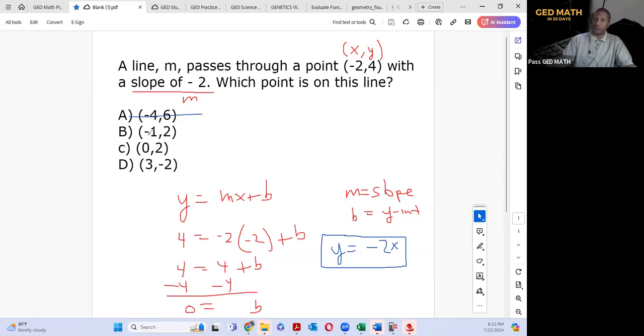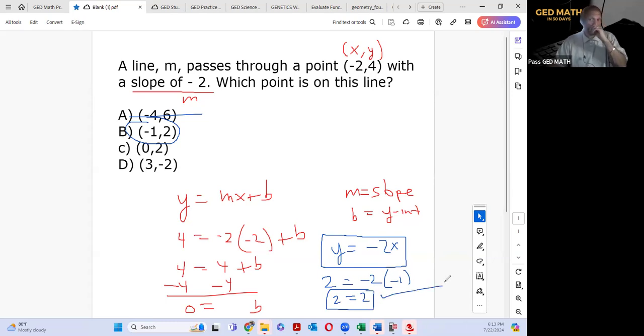-1 times -2 is a +2. We're done. So all I'm doing is plugging this in. So instead of y, I got 2 equal -2 times -1. 2 is equal to 2. That's it. That's all they want you to do.